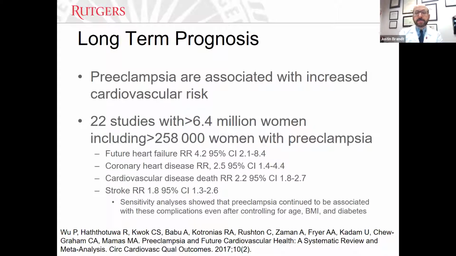We've learned that chronic hypertension is associated with cardiovascular disease, but we also know that preeclampsia is associated with an increased risk for future cardiovascular disease. Pregnancy is a window into the future.